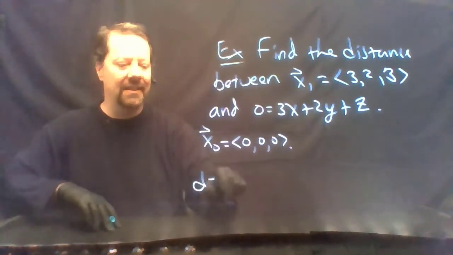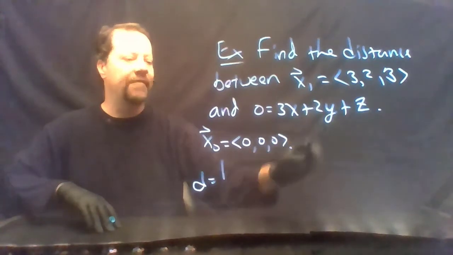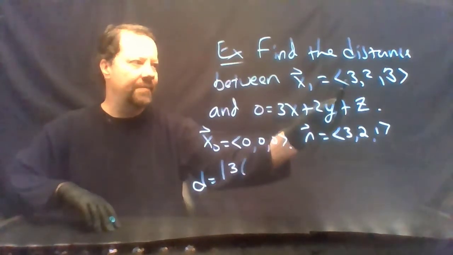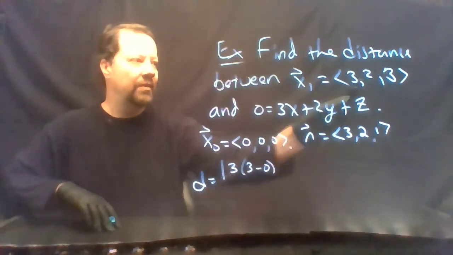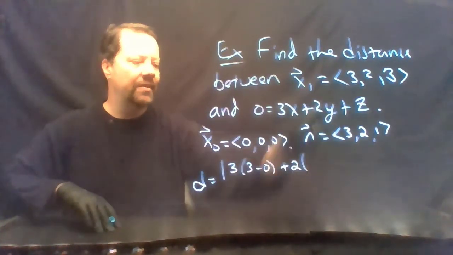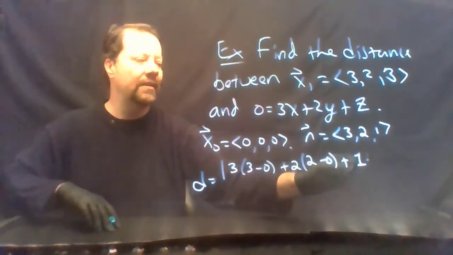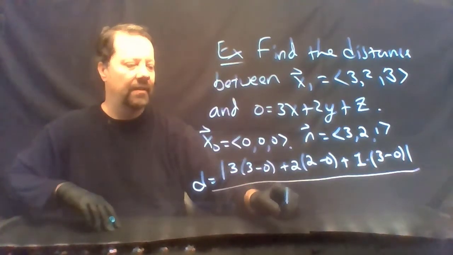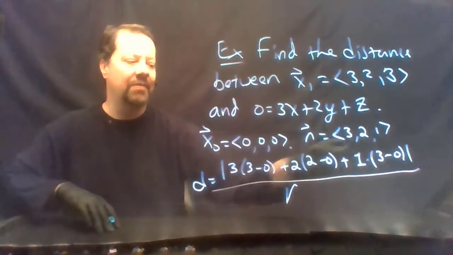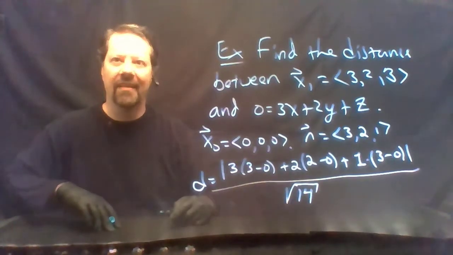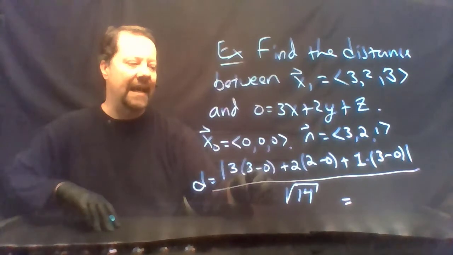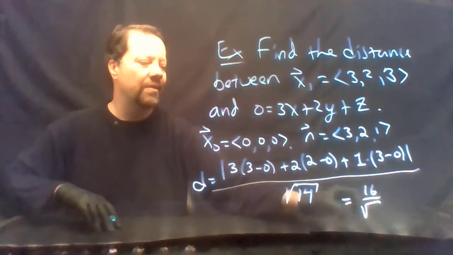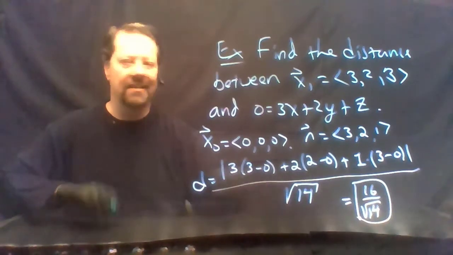Then the distance will be the absolute value of the normal vector here is 3, 2, 1. It'll be 3 times 3 minus 0 plus 2 times 2 minus 0 plus 1 times 3 minus 0 all over the norm of the normal vector, which is 9 plus 1 is 10 plus 4, square root of 14. Simplifying, we have 9 plus 3 is 12, plus 4 is 16. 16 over the square root of 14. We may, of course, rationalize the denominator.